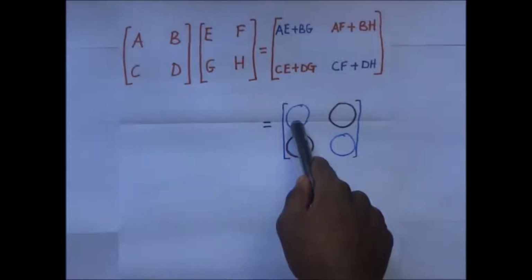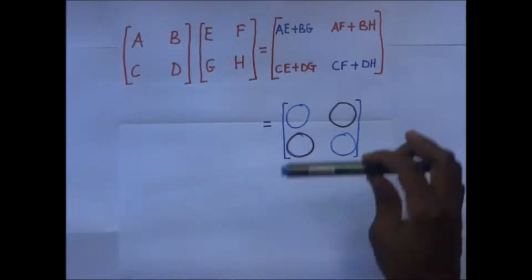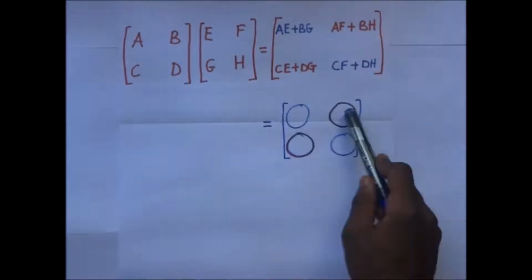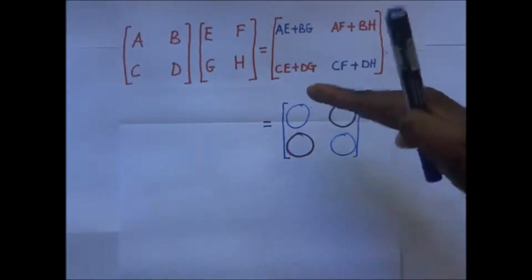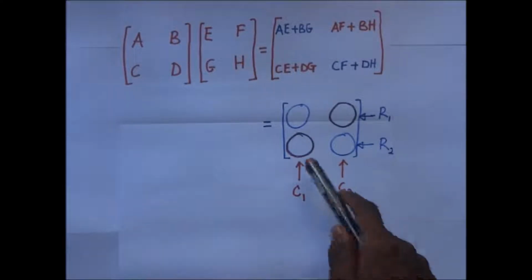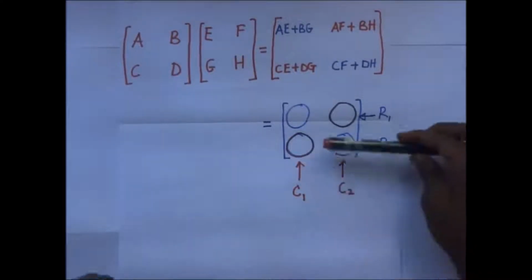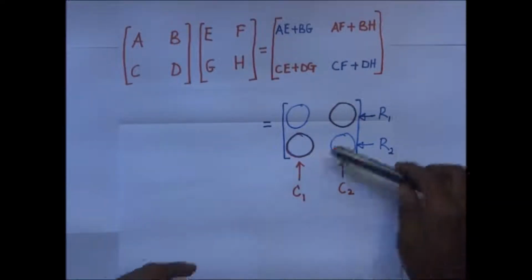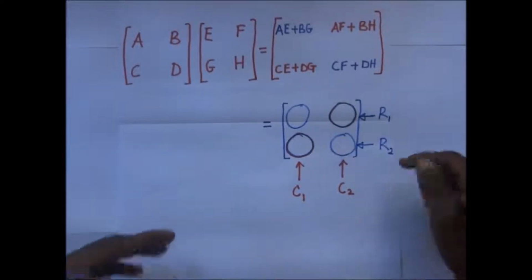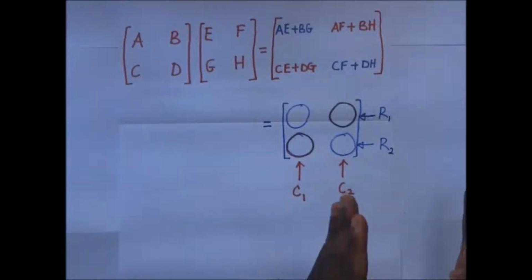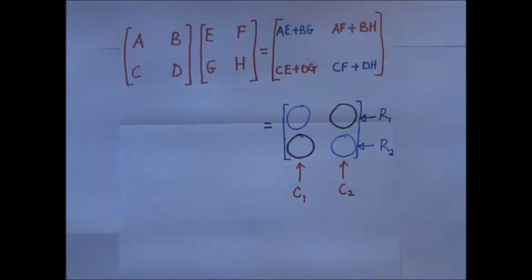Let's look at the first circle. If you look at this circle, it is in the top row, but in the left column. This other circle is in the top row, but on the right column. If you look at this bottom circle, it is in the lower row, but on the left column. If you look at this circle, it is in the bottom row, but on the right column. So this is how we are going to determine which row to multiply by which column.